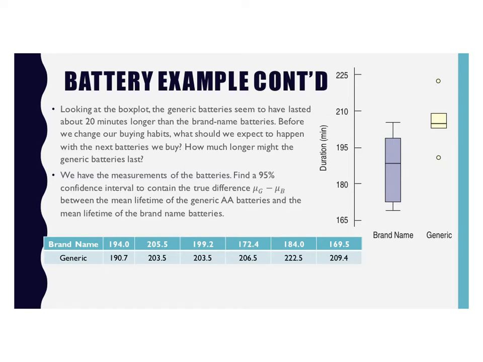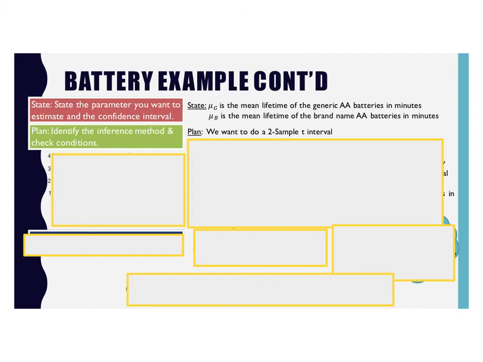Okay, so we have our table and we have our picture. Let's go through our 4 steps. So remember our state step, this is where we state the parameter we want to estimate and the confidence level. So our mu sub g is the mean lifetime of the generic AA batteries in minutes. Our mu sub b is the mean lifetime of the brand name AA batteries in minutes. And for our plan step, we want to do a 2-sample t interval with 95% confidence.